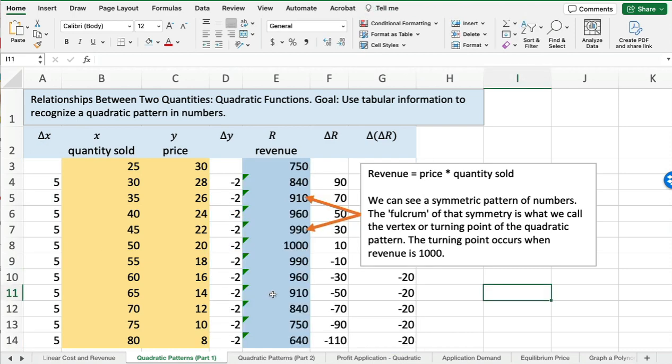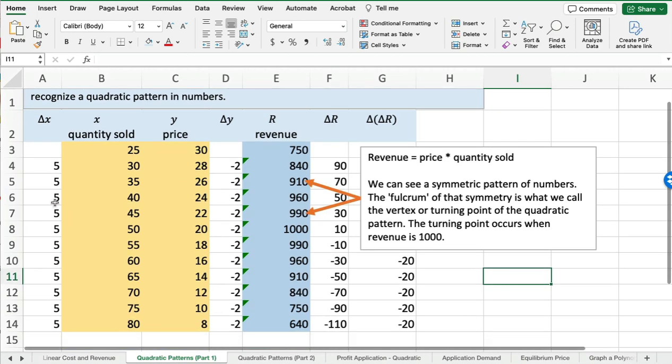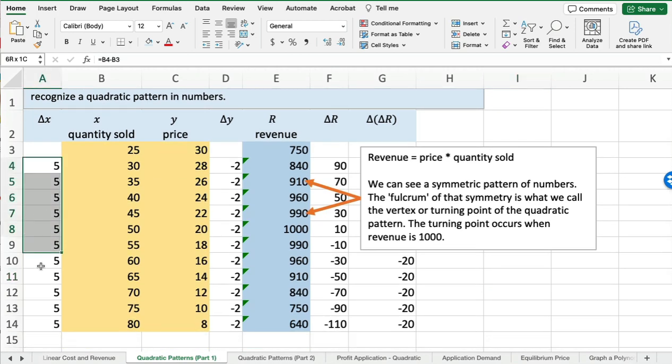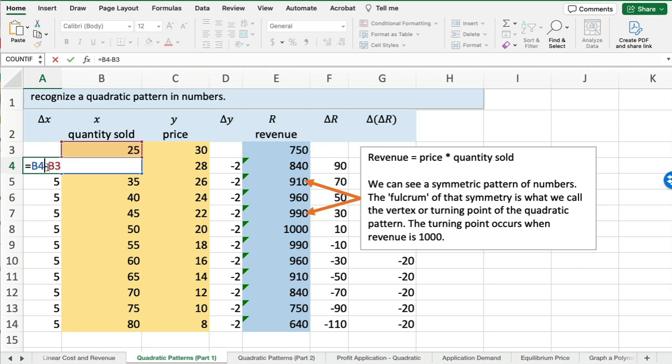The big reveal of all these numbers. So as you can see, our delta X's are in fact constant. They are 5, 5, 5 all the way down. So basically that was numbers in column B that are subtracted. So B4 minus B3 was the first one. And then in our delta Y column, we have negative 2's all the way down, because delta Y was equal to C4 minus C3 was the first one, and we actually get a negative number.